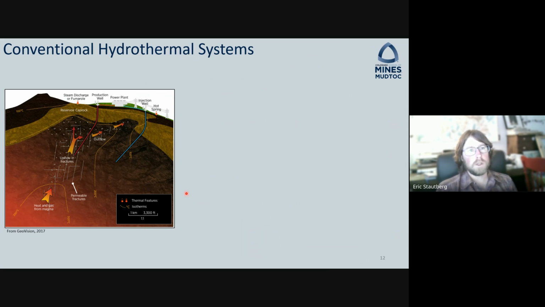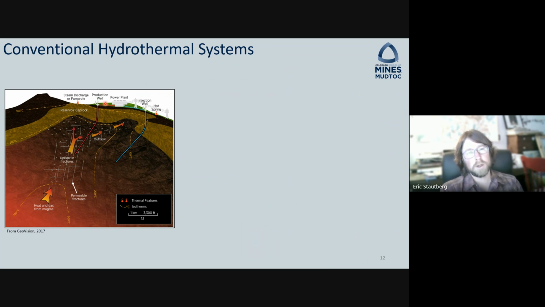Moving into the conventional hydrothermal systems, this is another figure from the GeoVision report. And the conventional systems are a little bit easier to wrap your head around. Of course, we have some sort of heat source related to volcanism or magmatism down in the subsurface that's providing heat into some sort of fracture system that's filled with water.